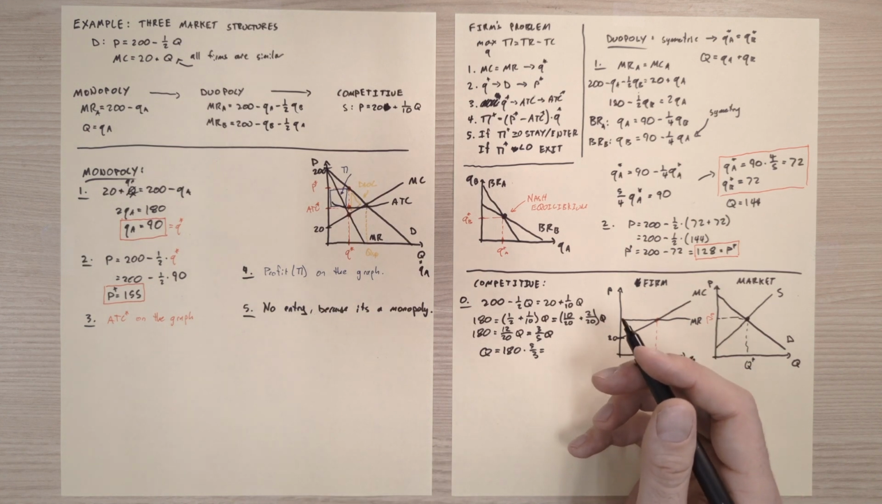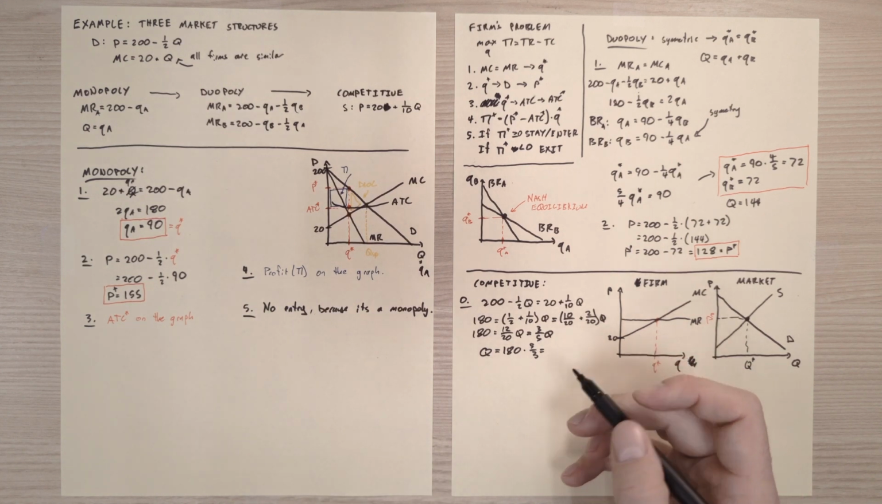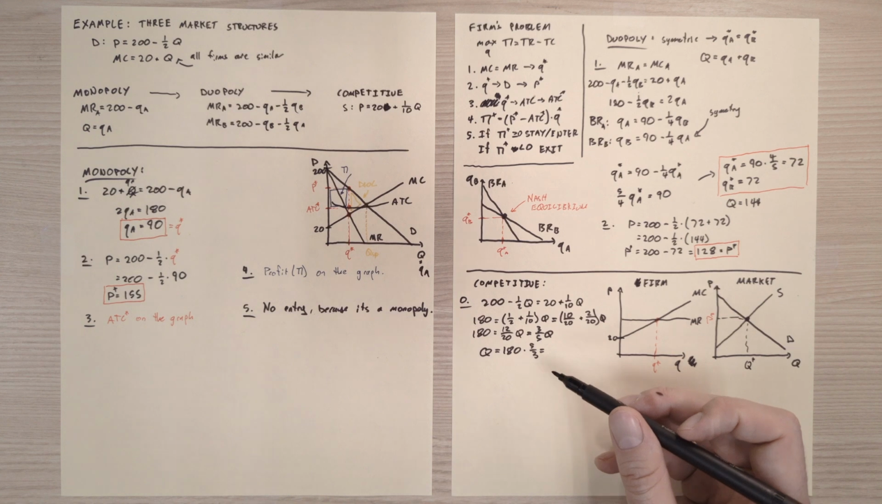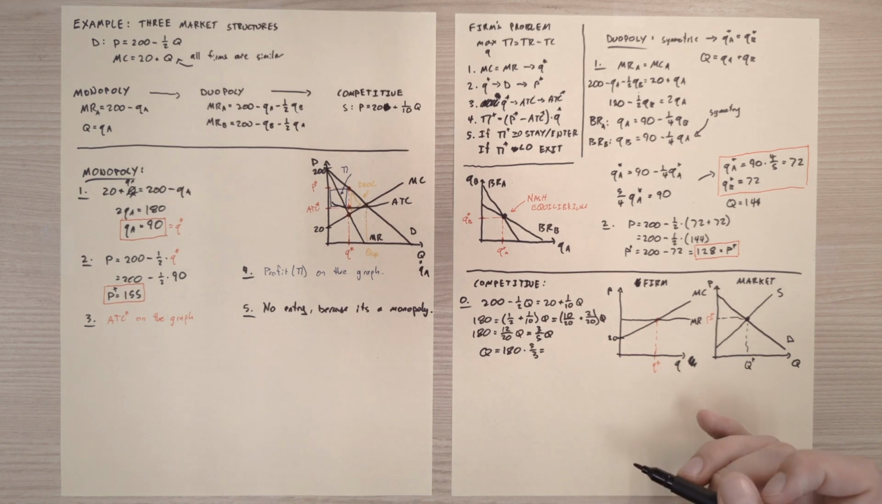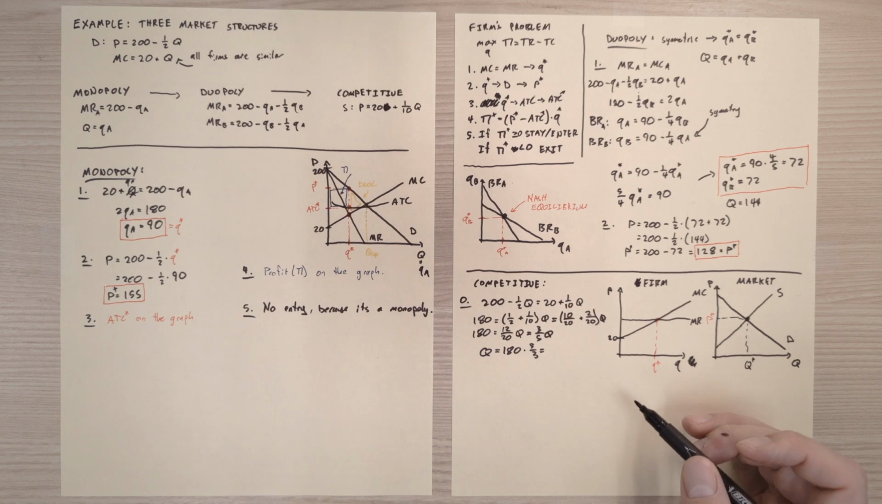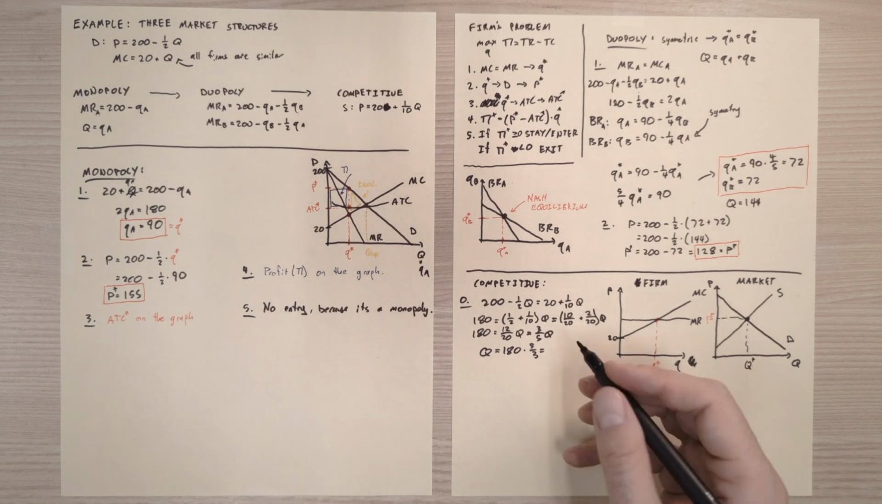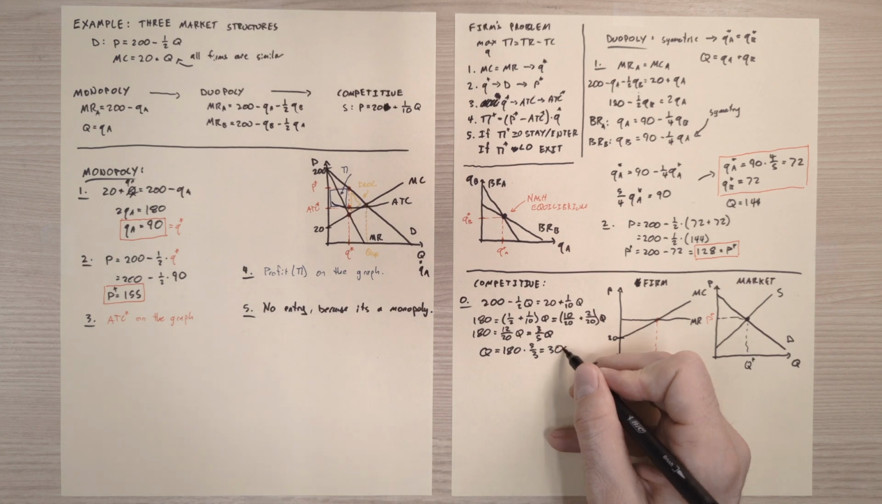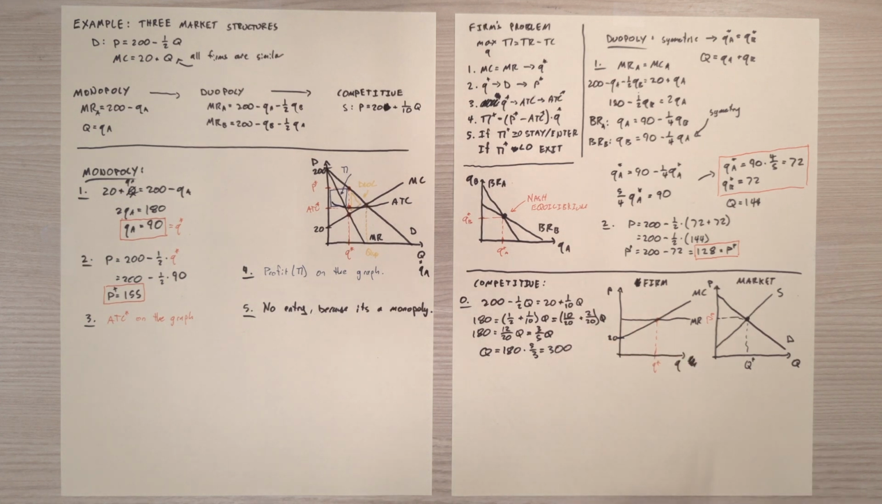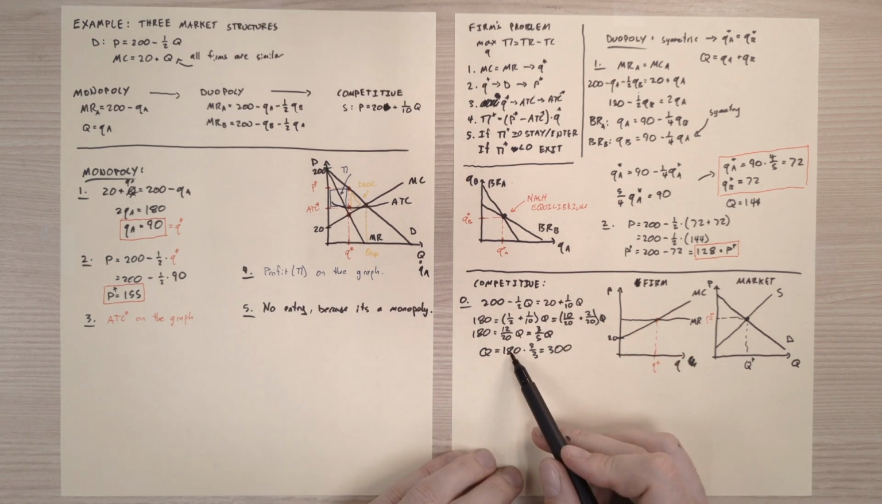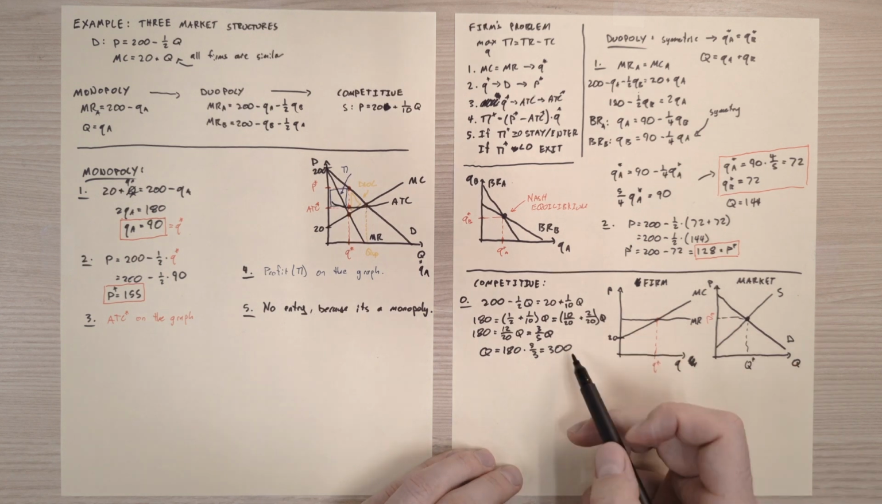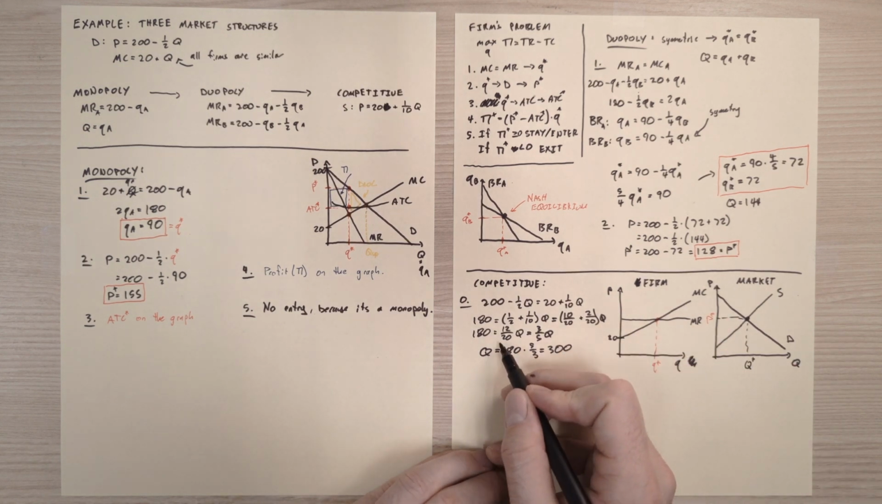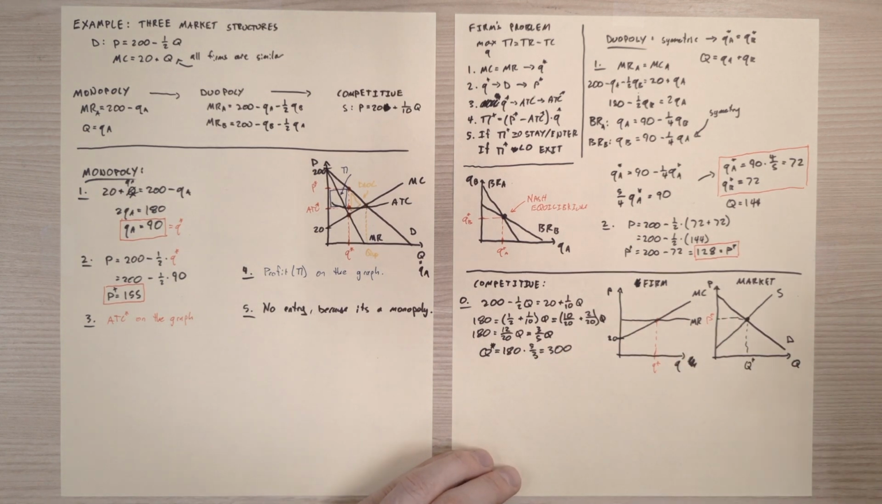Let me check my notes. You can also plug this into a calculator and get what you need to. This should come out to be 300. Yeah, so 60 times 5 is 300. Okay, so nice. So this is Q star. So this is our market quantity.